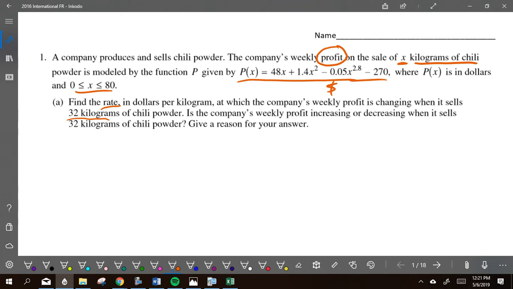Give a reason. So what are we going to do to find a rate, given an equation that gives us profit? We're going to find the derivative. That's all we need to do here. To find a rate, you take the derivative. And so in your calculator, all you need to do is find P prime at what number here? 32, because I want to know when there's 32 kilograms of chili powder, since X is kilograms of chili powder. So all I need to do is find P prime at 32.